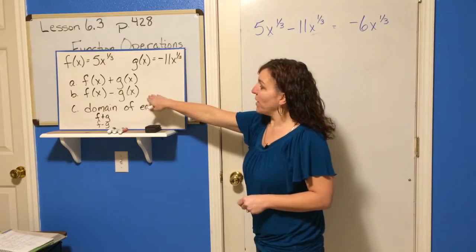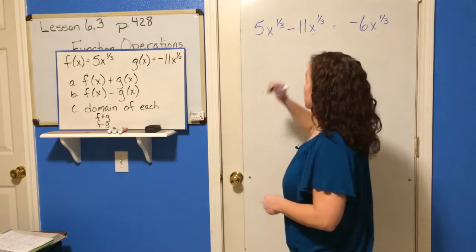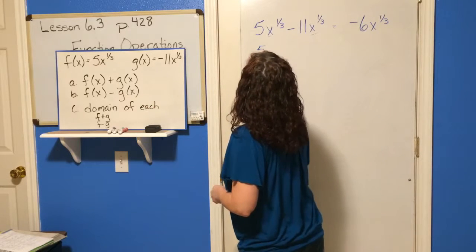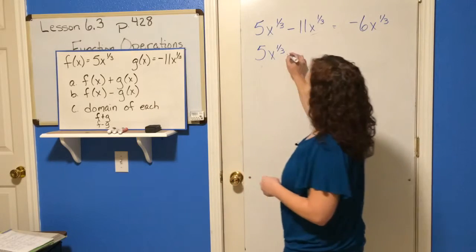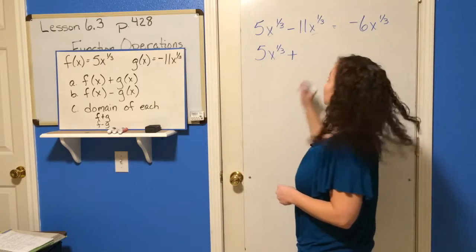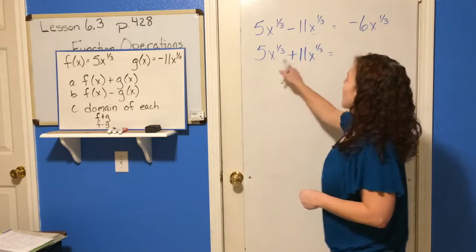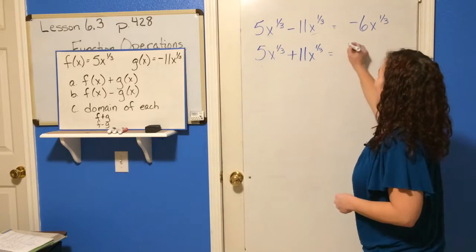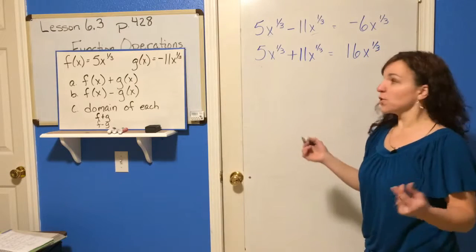With this one, for b, you want to take the function f of x and subtract g of x. So you take 5x to the 1/3, and now you're going to subtract a negative, so you're going to add a positive 11x to the 1/3. Once again, you've got like terms, so you can simply add. So 16x to the 1/3 is your final answer for b.